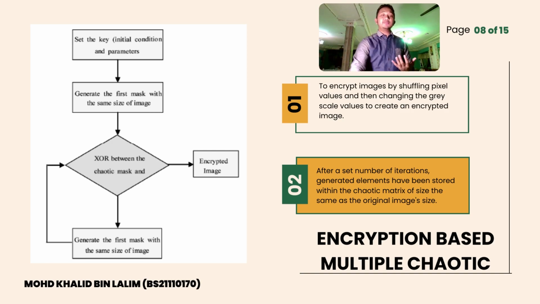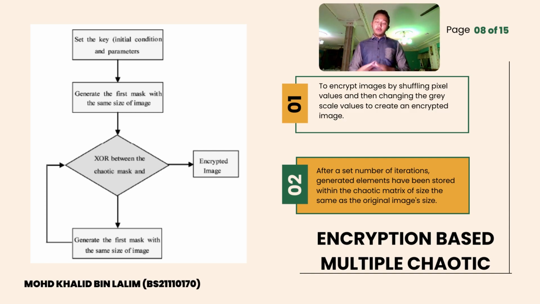We move to the encryption based on multiple chaotic systems, in which we need to go step by step: encrypt the image by shuffling the pixel values, and then change the grayscale values to create an encrypted image. Number two, after a set number of iterations, the generated elements are stored within a chaotic matrix of the same size as the original image. But this depends on the size of the image.